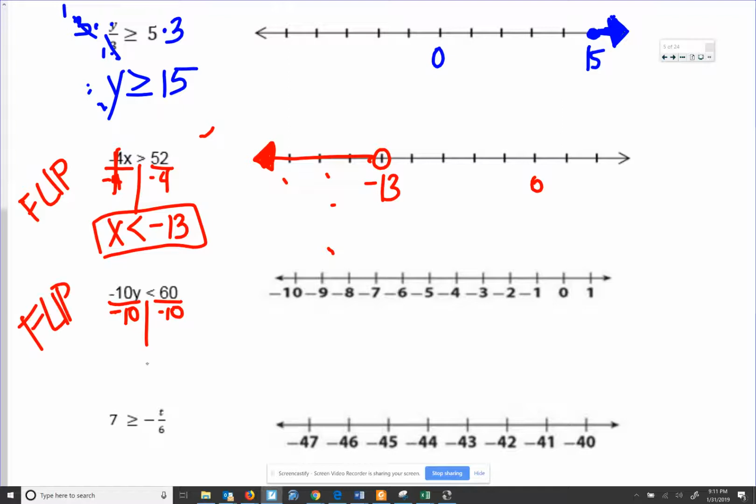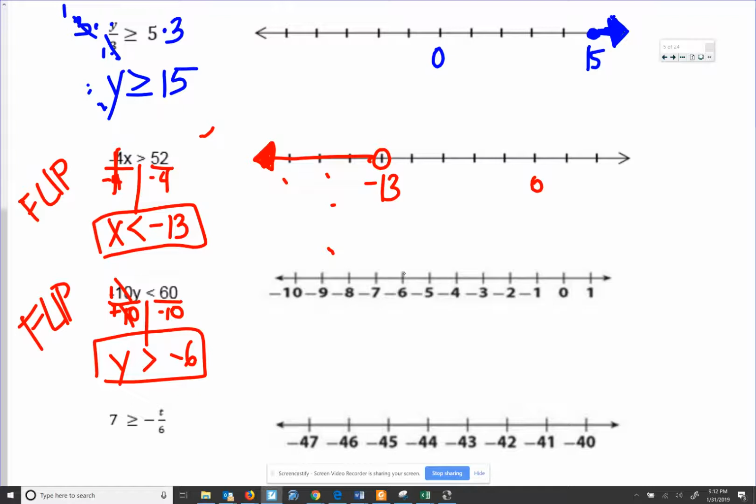Okay, so I know down here it's going to be greater than. -10 divided by -10 is +1. So I get a 1y. 60 divided by -10 is -6. There's your solution. That inequality y is greater than -6. My solutions are every single number in the universe that's bigger than -6.